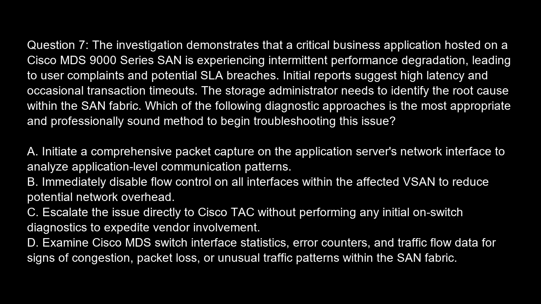Option A. Initiate a comprehensive packet capture on the application server's network interface to analyze application-level communication patterns. Option B. Immediately disable flow control on all interfaces within the affected vSAN to reduce potential network overhead. Option C. Escalate the issue directly to Cisco TAC without performing any initial on-switch diagnostics to expedite vendor involvement. Option D. Examine Cisco MDS switch interface statistics, error counters, and traffic flow data for signs of congestion, packet loss, or unusual traffic patterns within the SAN fabric.